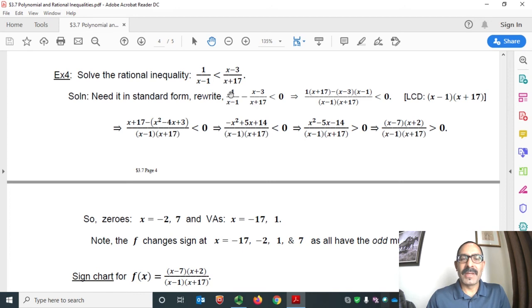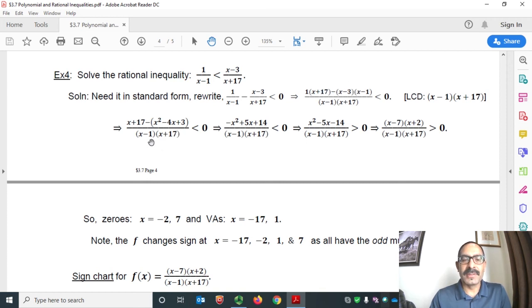So then multiply the first fraction by x plus 17 on top and on bottom. Similarly, on the second fraction, multiply on top and bottom by the factor x minus 1. So the next step: 1 times (x plus 17), this minus as it is, then (x minus 3) times (x minus 1) over the LCD, which is (x minus 1) times (x plus 17). I hope this makes sense to you all. This is strictly less than 0. So next, let's FOIL here.